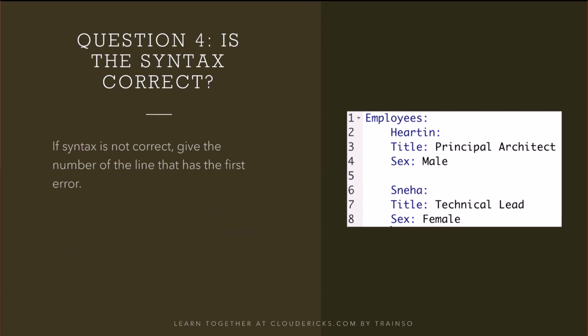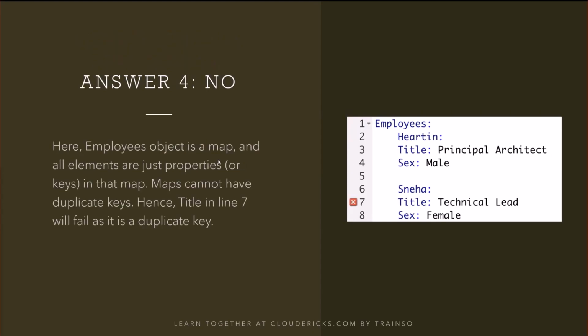Question 4, is it correct or not? And if not correct, give the number of the line that has the first error. The syntax is not correct. Here, employee subject is a map, and all the elements are just properties in that map or keys in that map. Maps cannot have duplicate keys. Hence, title in line 7 will fail as it is a duplicate key.